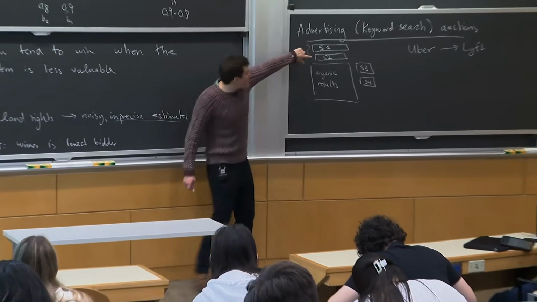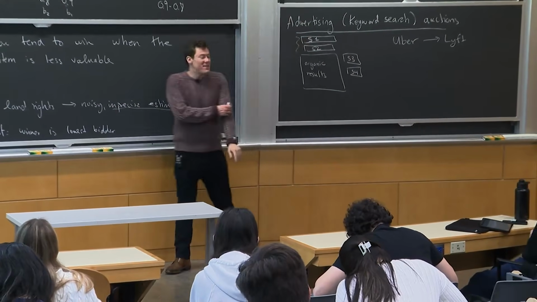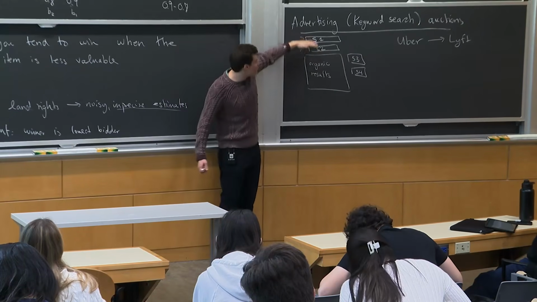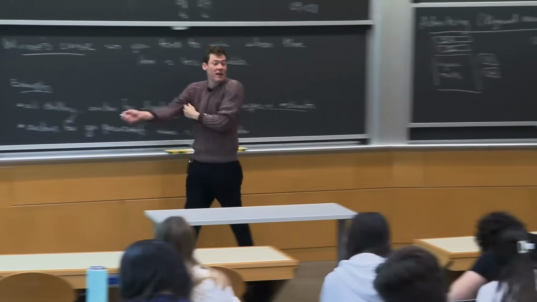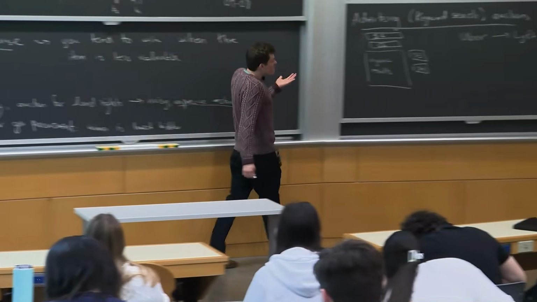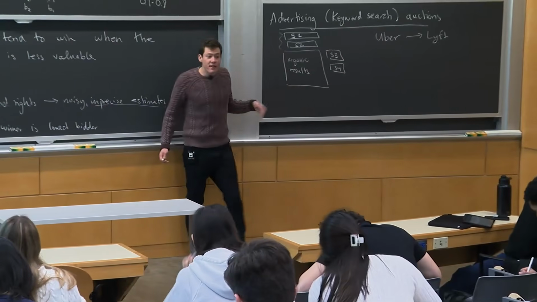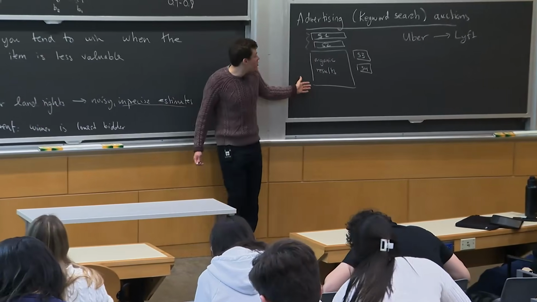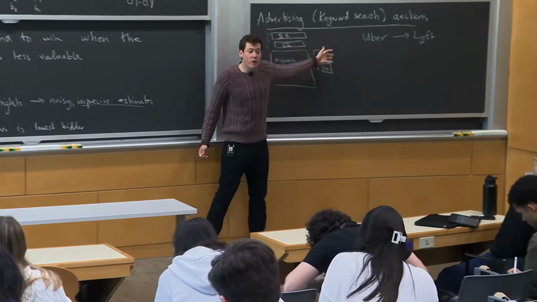Now, Uber might actually buy a slot here as well to try to do that, and now we might see Uber appear both in the organic results and in the sponsored results, and there's a lot of strategy that goes into this. And this is actually how Google makes a lot of their money, right? By having the best search engine, they have a lot of people searching, and firms are willing to pay a lot for these slots.